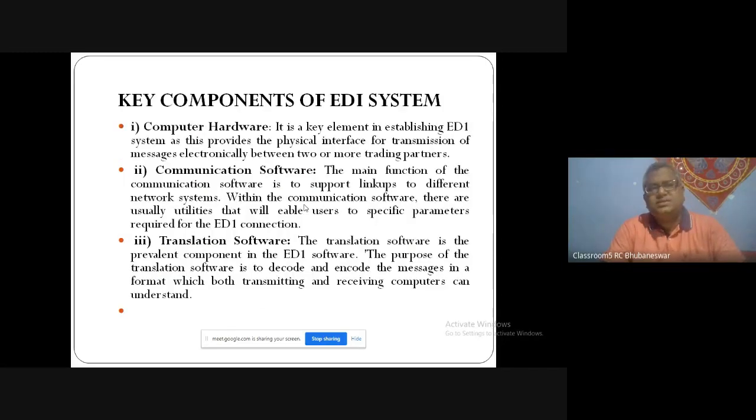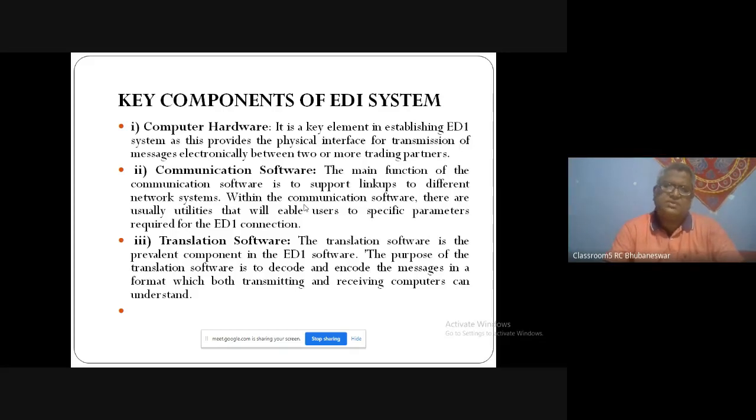But the question is, what are the components required for EDI? In the last class I discussed e-commerce as one of the important aspects of exporting, importing of goods or internationalization of business. Similarly, another key component of EDI is computer hardware. For transmission of messages electronically between two or more parties, computer hardware is required. It is required for the physical interface, and communication software is also required.